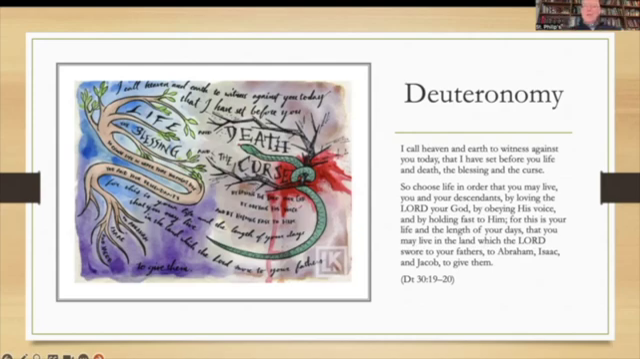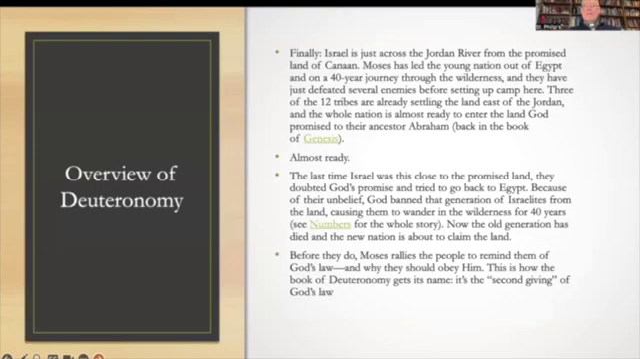I call heaven and earth to witness against you today that I've set before you life and death, blessing and curse. So choose life in order that you may live, you and your descendants. How? By loving the Lord your God, obeying his voice, and holding fast to him. For this is your life and the length of your days, that you may live in the land which the Lord swore to your fathers, to Abraham, Isaac, and Jacob, to give them. That promise so long ago is now being fulfilled.